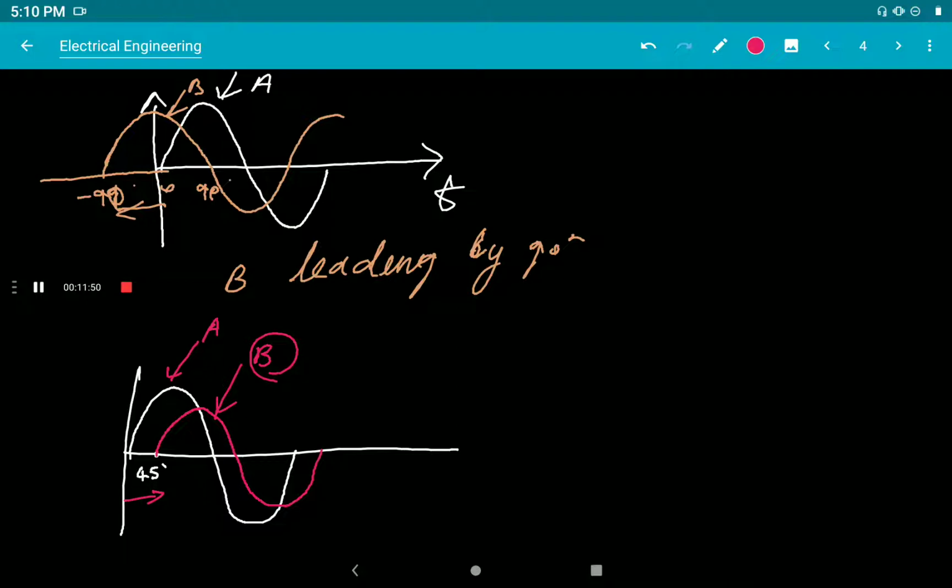So we can say the waveform B is lagging behind the reference wave by 45 degree. And what is the phase difference between A and B?